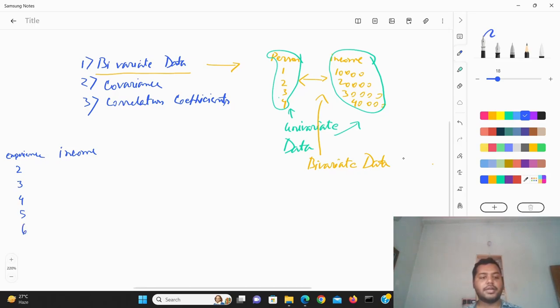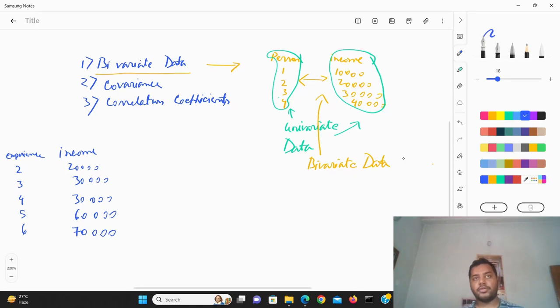And their income is around 20,000, 30,000, again 30,000, then 60,000, and around 70,000. So in this way there are two data sets. How can you find the covariance of these two data sets? Covariance means how one data set, like income, is dependent on the experience.